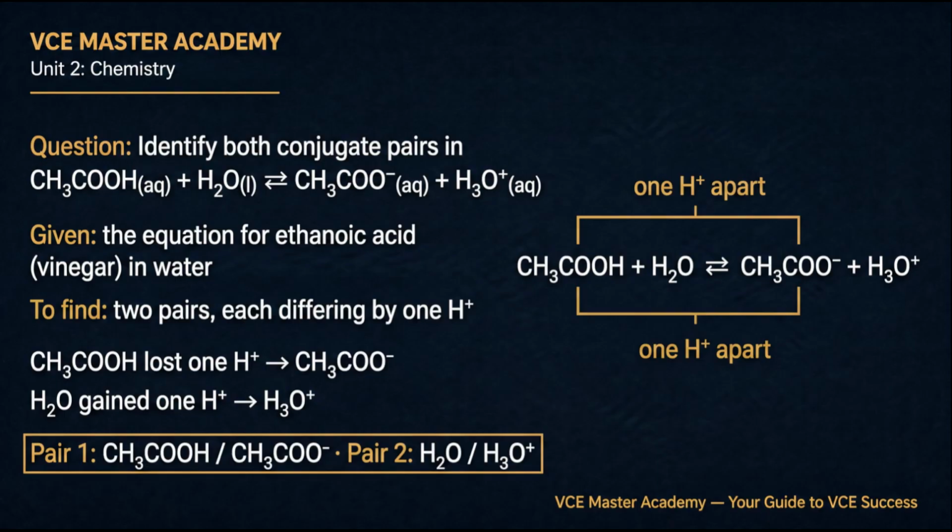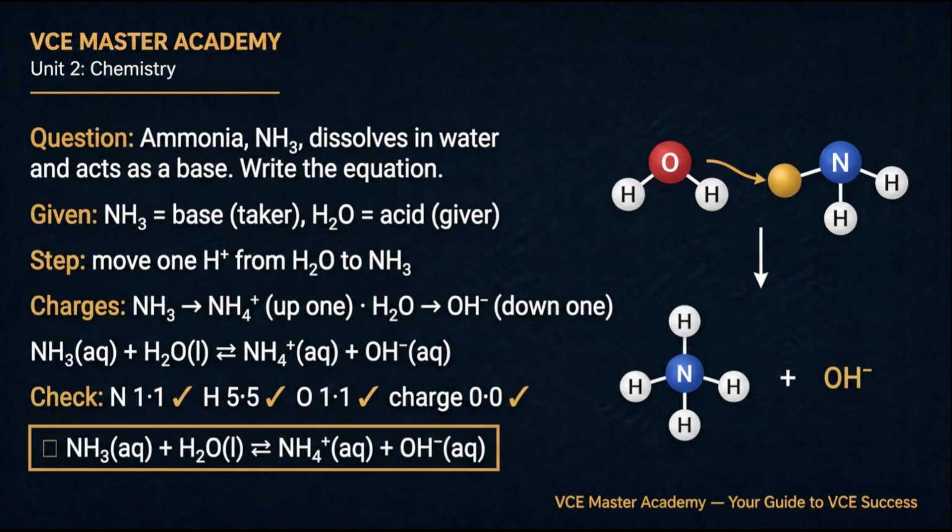One small warning. Students sometimes pair the acid with hydronium because they sit at opposite ends. No. Partners must be the same species before and after the pass, 1 H apart. Always match across the arrow, like matching socks. Same sock, one hole. Now we build one from scratch.